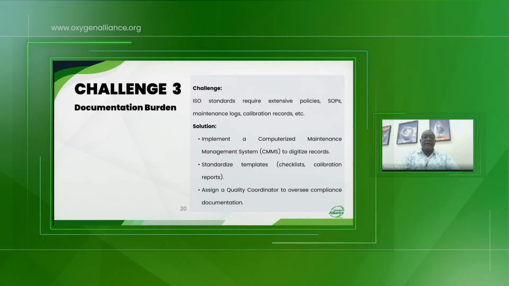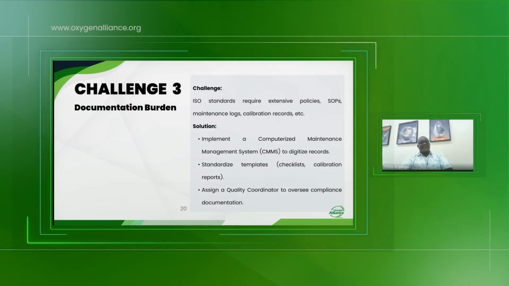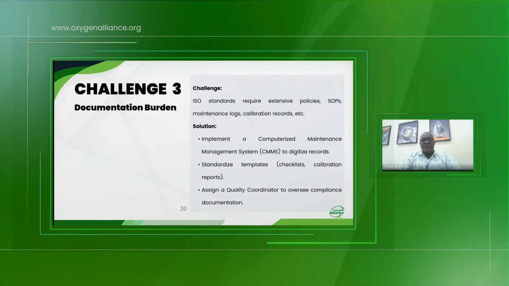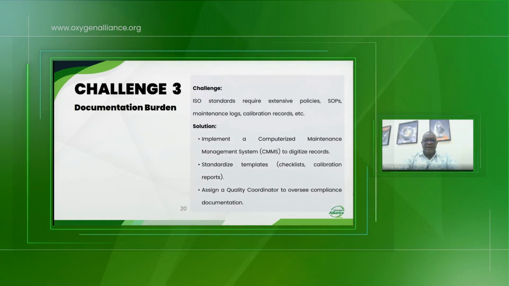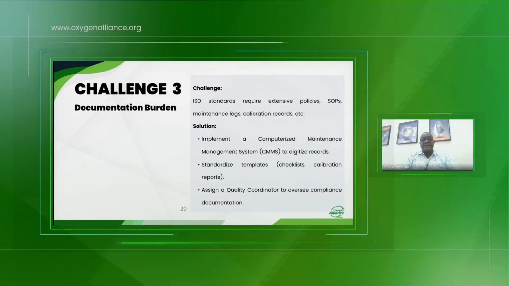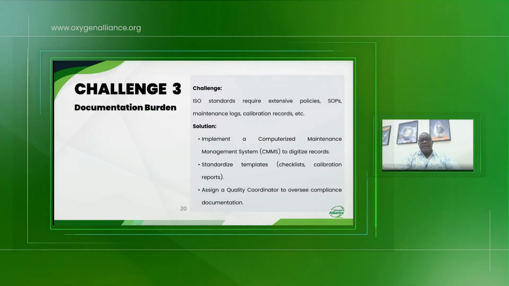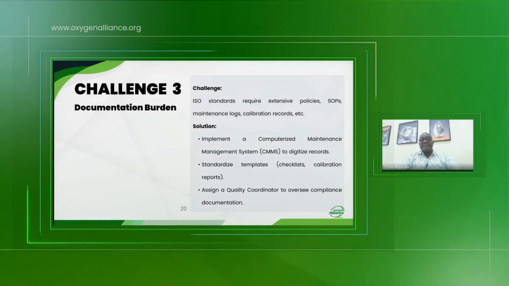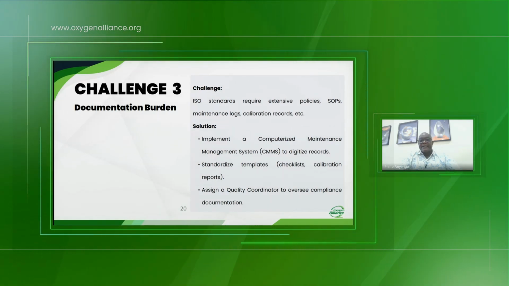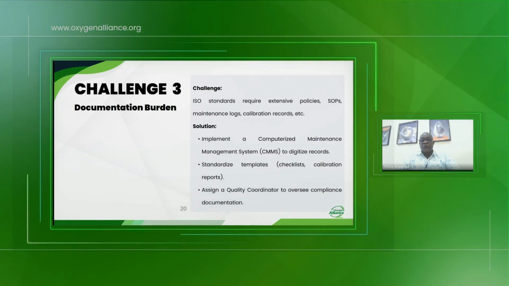Challenge number three, documentation can be a burden. This is one area where the biomedical engineer has an issue, including myself. I fix equipment, and writing a job card becomes a problem. And if you don't document, you have not done it. ISO standards require extensive policies, SOPs, maintenance logs, calibration records, etc. The solution is to implement a computerized maintenance management system to digitize records. You use standard templates, checklists, calibration reports, and assign a quality coordinator to oversee documentation.